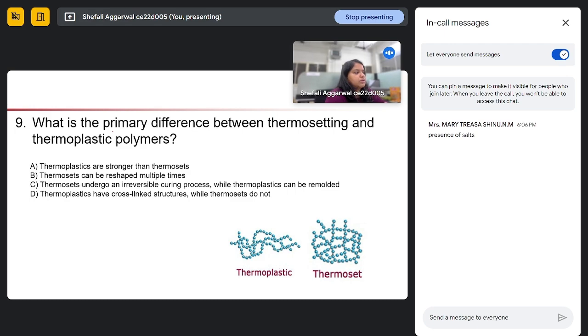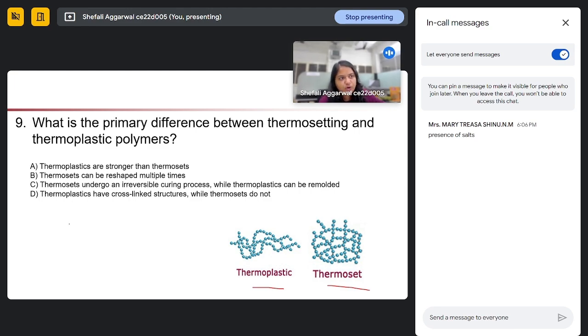Okay, so this is the last question for today. What is the primary difference between thermosetting and thermoplastic polymers? Thermoplastic are stronger than thermoset. Thermoset can be reshaped multiple times. Thermoset undergo irreversible curing process, while thermoplastic can be remolded. Thermoplastic have cross-linked structure, while thermoset do not have.